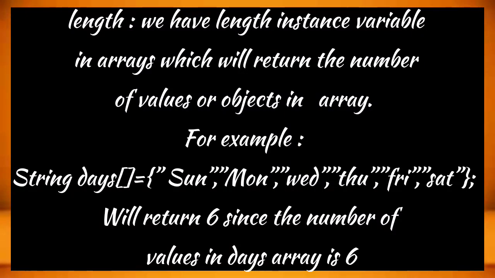Length without brackets. We have the length instance variable in arrays which will return the number of values or objects in the array. For example, String days array, in which we have Sunday, Monday, Wednesday, Thursday, Friday and Saturday. It will return 6 since the number of values in the days array is 6. So basically it defines the size of an array.